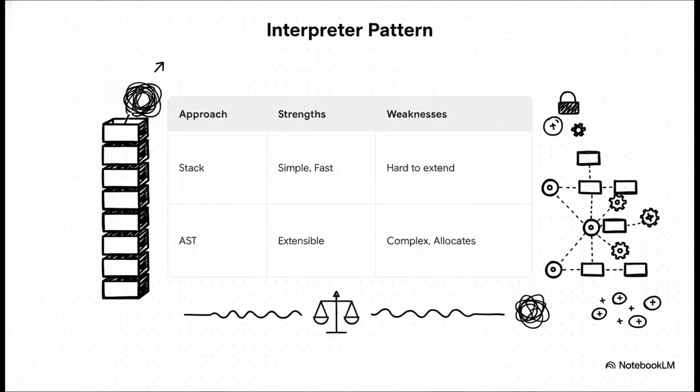To help you choose the right tool for the job, let's look at the exact trade-offs. The stack is incredibly simple, very fast to implement, and great for basic linear logic. But it's really hard to extend for complex grammars. The AST is highly extensible, type-safe, and incredibly composable. The catch? It is significantly more complex to write and generates way more memory allocations as it builds out that tree of nodes. It's your classic spectrum of complexity versus power.